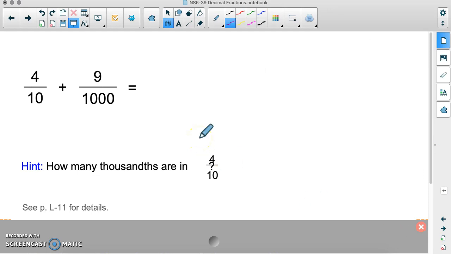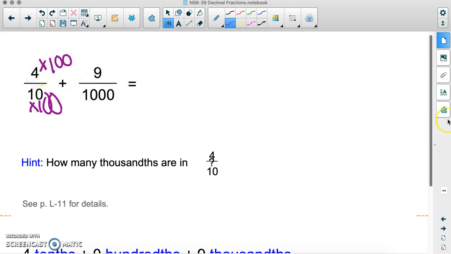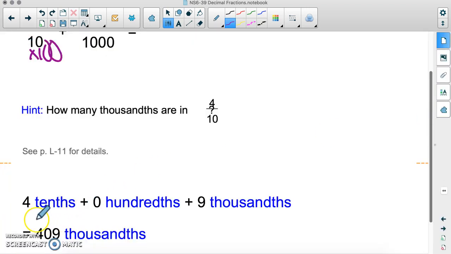So here we have the equation of 4/10 plus 9 thousandths. Now, how many thousandths are in 4/10? Well, we need to multiply the 10 by 100. So when I multiply the 10 by 100, I need to multiply the 4 by 100. So what this is going to give me is 4/10 plus 0 hundredths plus 9 thousandths.